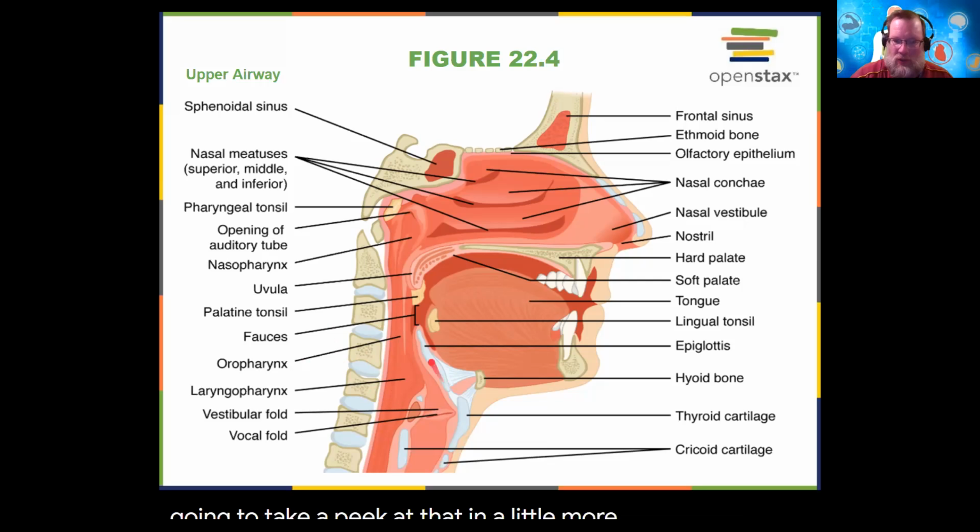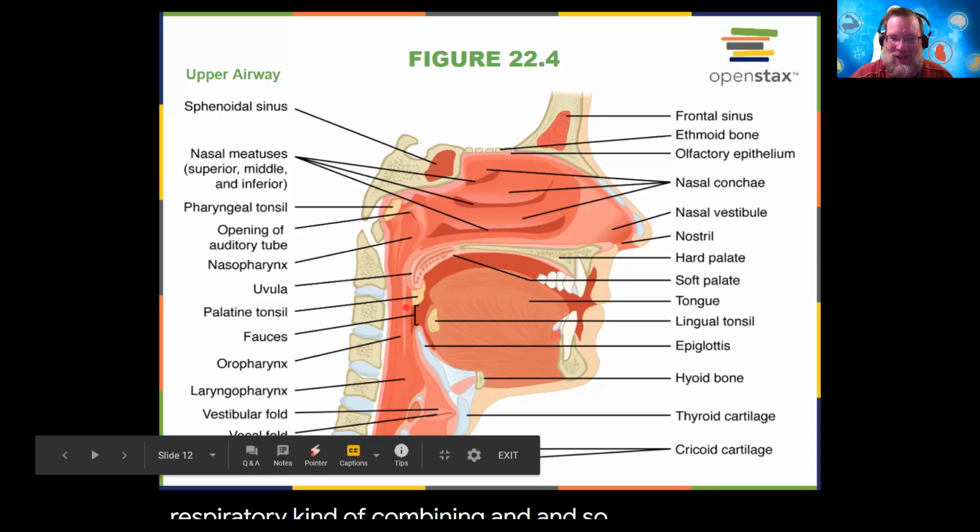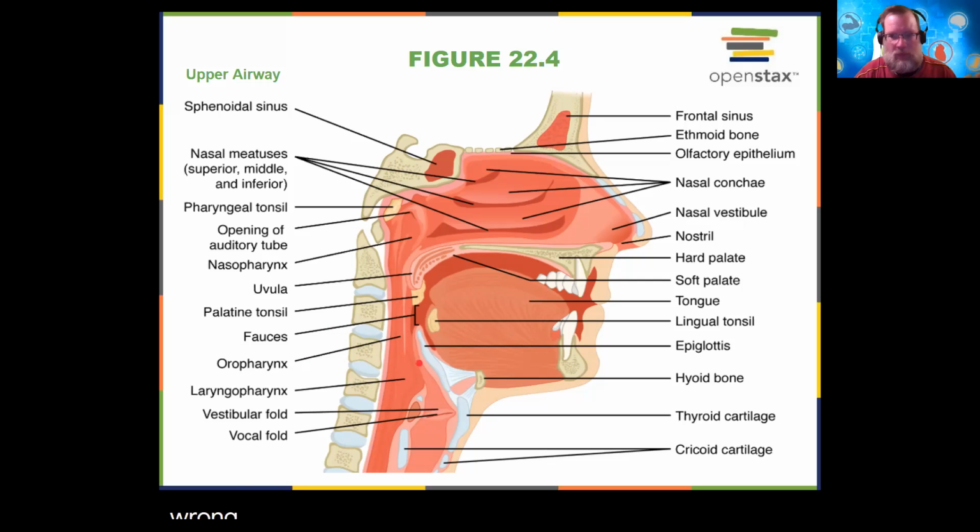But this oropharynx, laryngopharynx area, that's a tricky spot. That's where we see digestive and respiratory kind of combining. And so we want to ensure that we don't get food or beverage traveling down the wrong tube. I mean, we've all been there, right, to some degree.